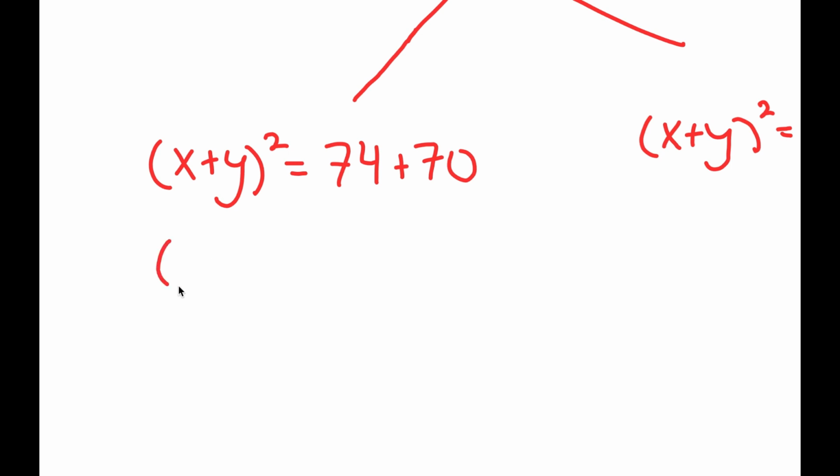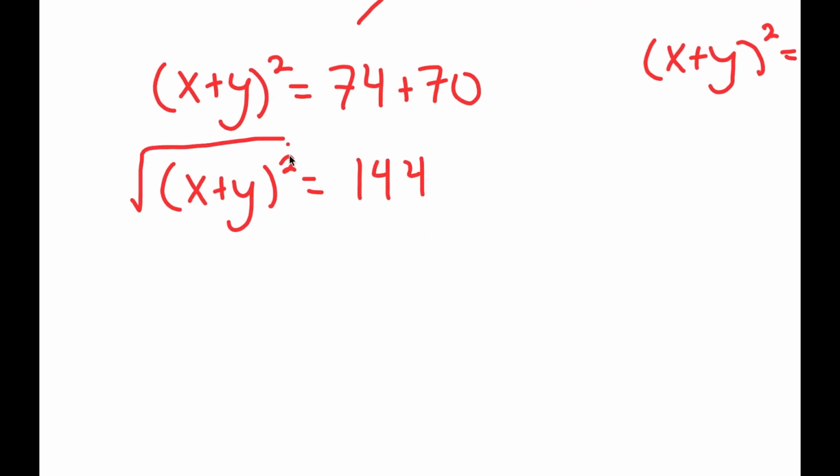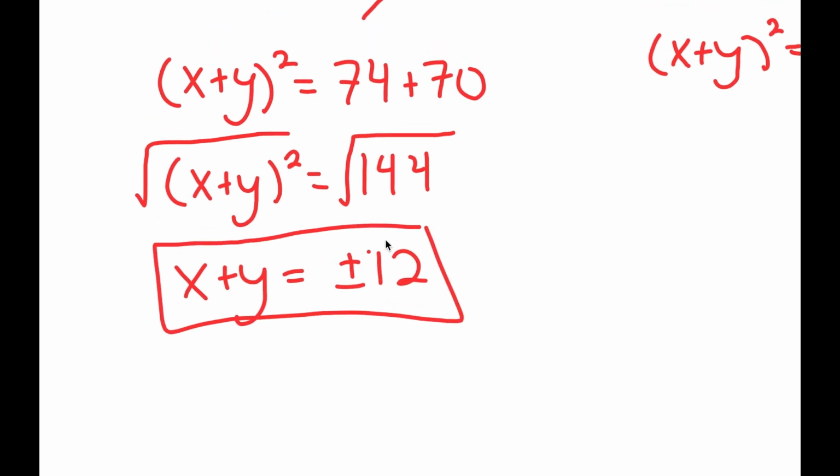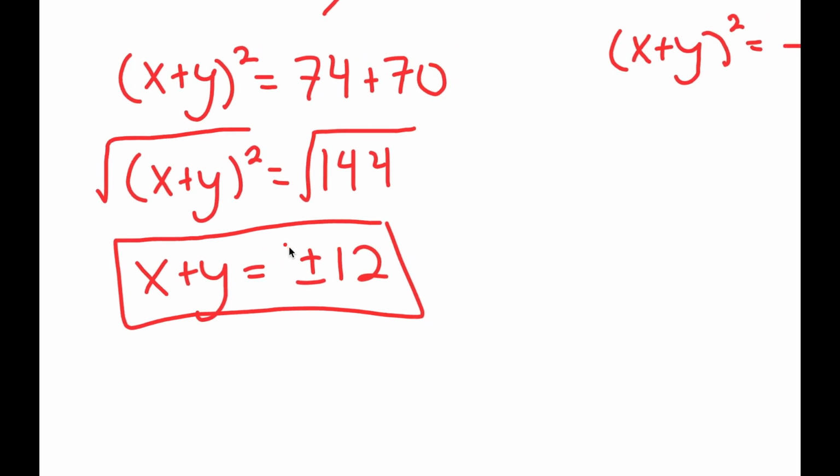So to start, I'm going to solve x plus y squared is equal to 74 plus 70. So this turns into x plus y squared is equal to 144. And now if I take the square root on both sides, the square root of x plus y squared is just x plus y, and the square root of 144 is equal to positive or negative 12. So these are two values of x plus y.